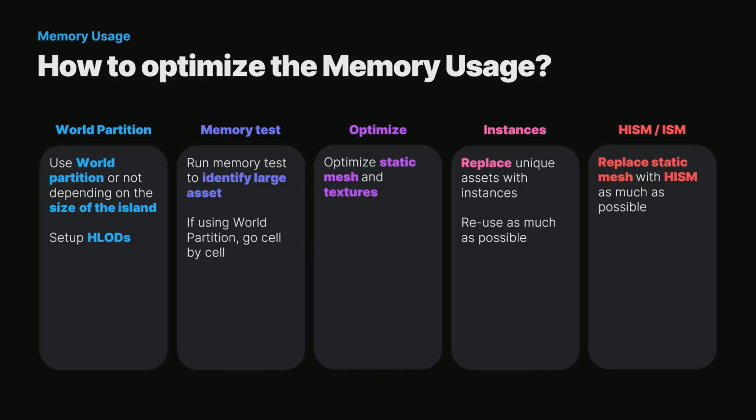So to recap on how to optimize the memory usage. First of all, you want to start by enabling world partition or not, depending on the size of the island, and you want to set up your HLOD when necessary. You want to run a memory test to identify your large asset, then optimize your meshes and textures with the same tools as for the project size. You want to replace unique asset with instances as much as possible, and use HISM when possible. Use it.